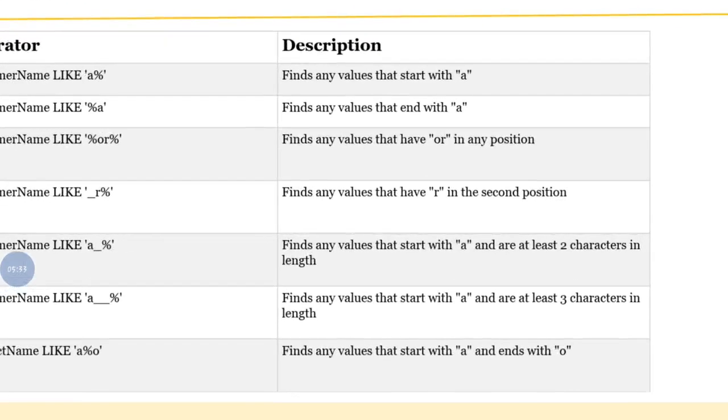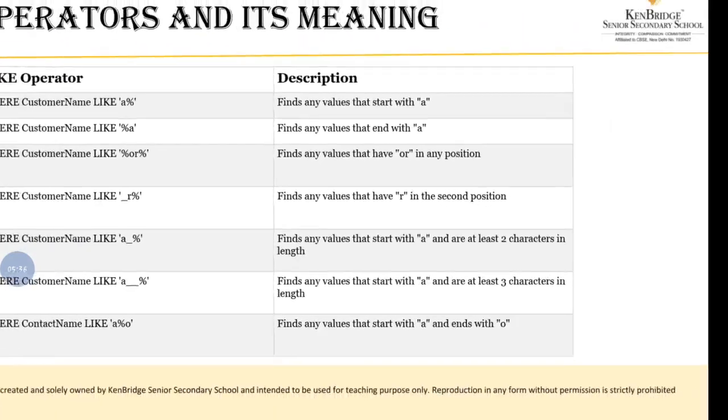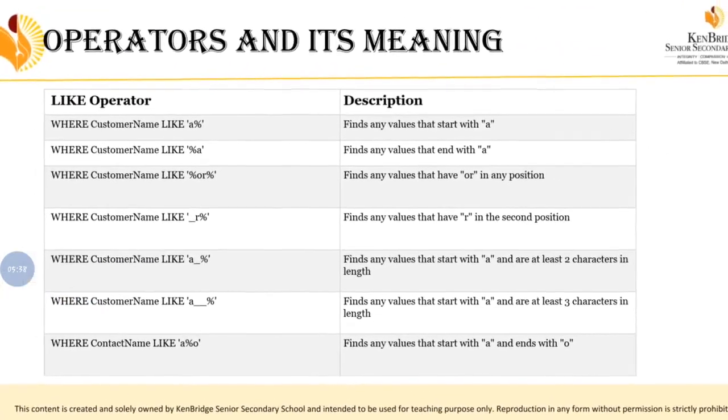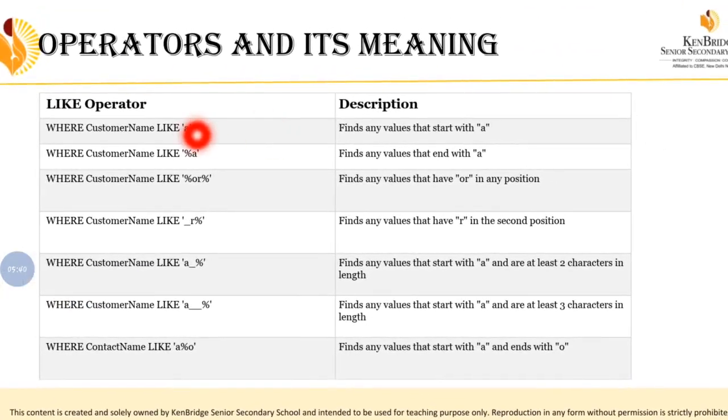So here I have given a lot of values for the operators. The first one is A%, where customer name LIKE 'A%'. As I said earlier, the percentage symbol denotes 0, 1 or more characters, right? So it will find any value that starts with A. The first letter should be A. It will retrieve the values having A as the first letter.